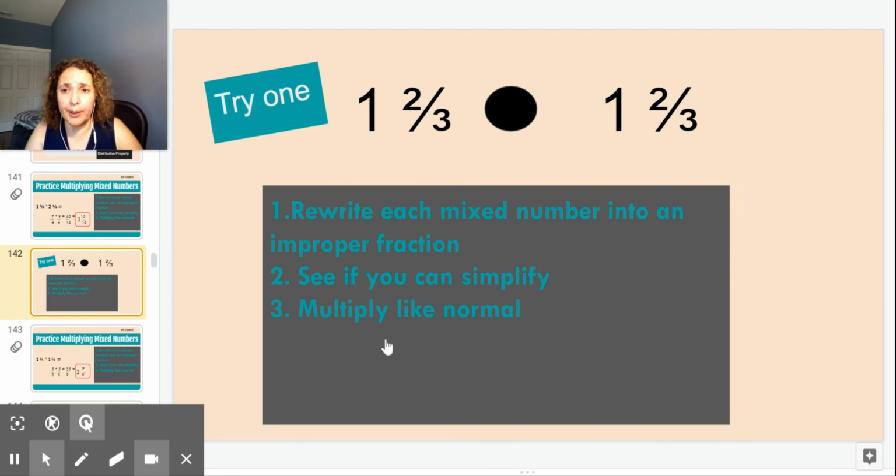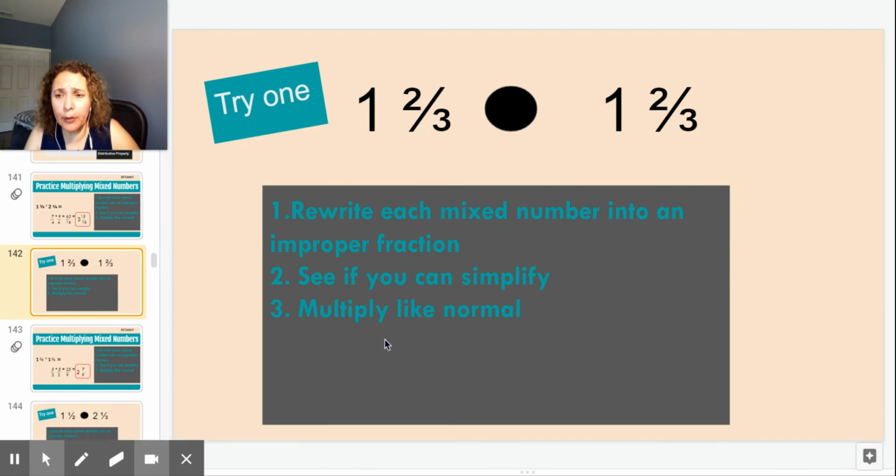Okay, so try one. By the way, if you forgot how to change mixed numbers into improper fractions, go back to the video 1-5, lesson 1, video 5, and that'll give you help. Okay, so try this one. Rewrite each mixed number into an improper fraction. See if you can simplify and then multiply like normal, then come back to me.